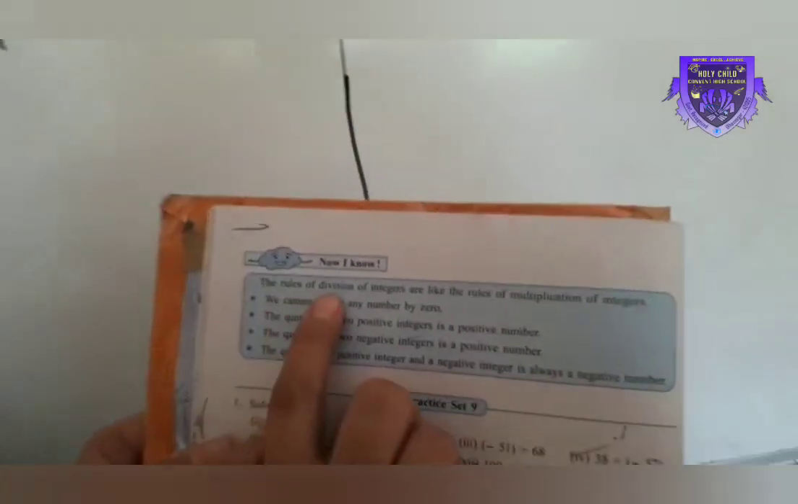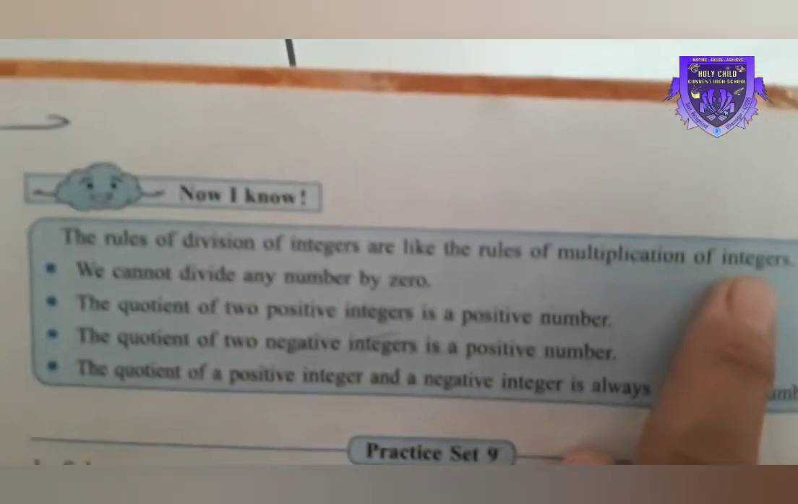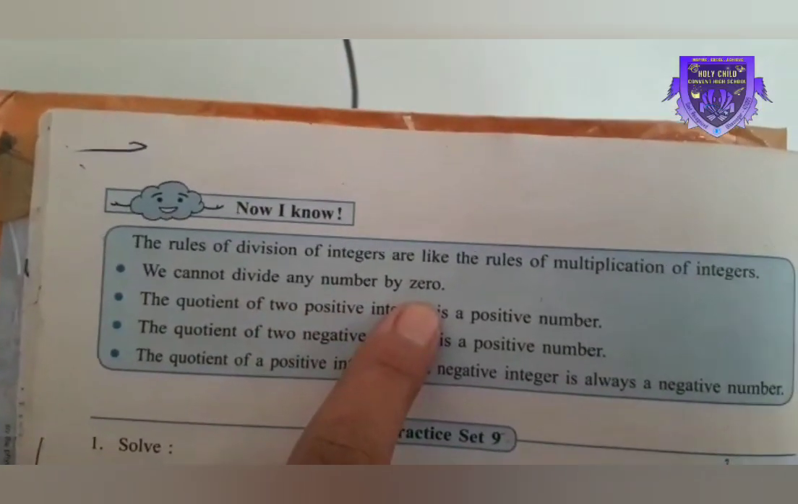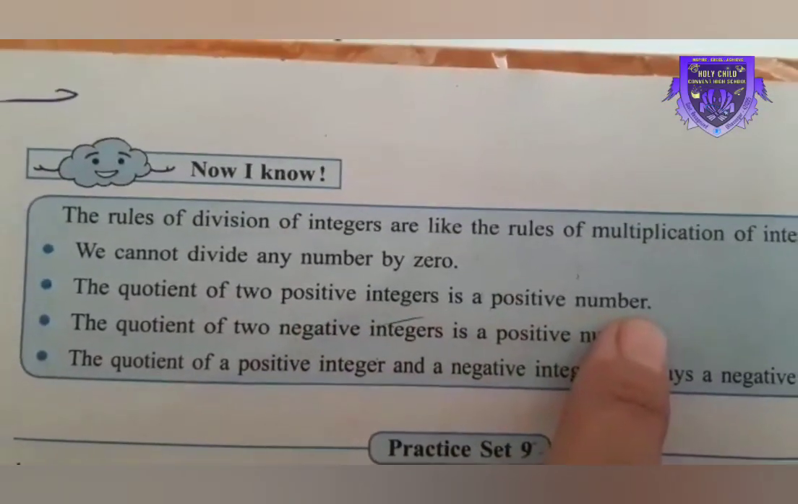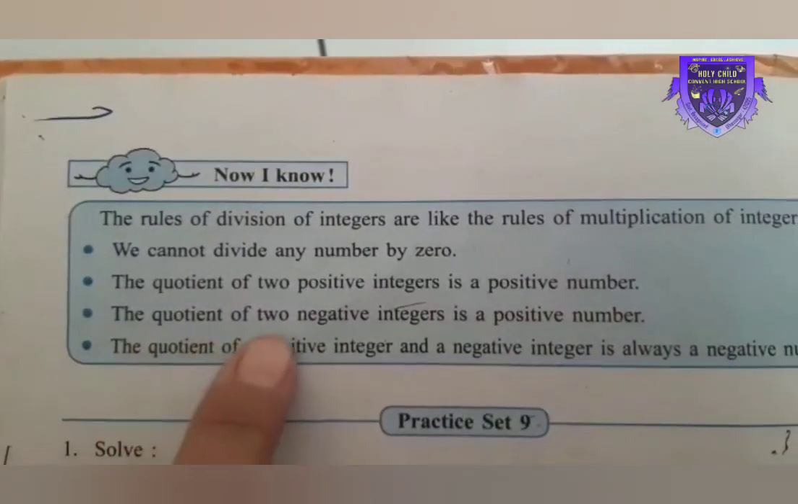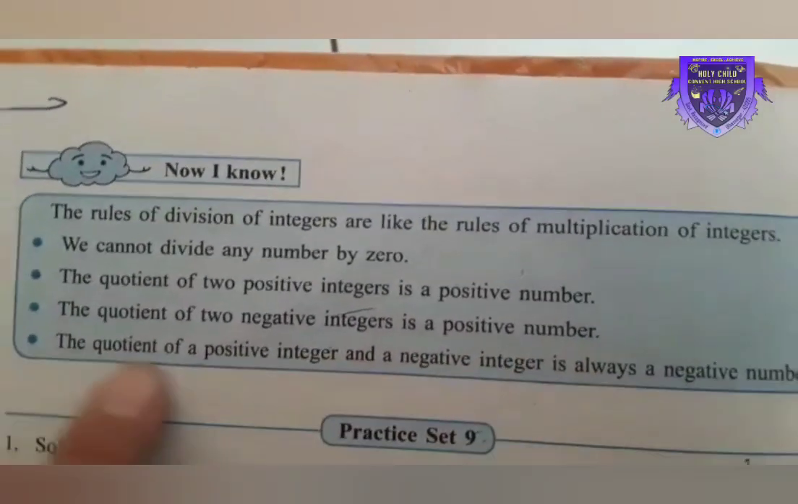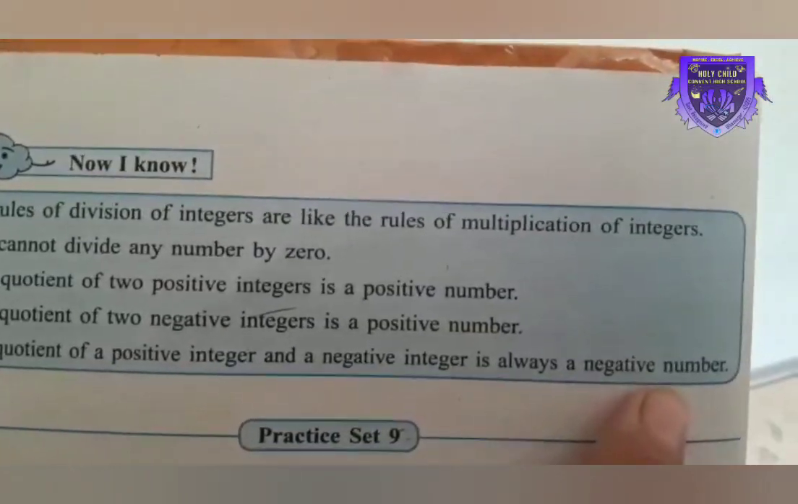This blue box again. The rules of division of integers are like the rules of multiplication of integers. Both rules are almost the same. Just we have to read that. We cannot divide any number by 0. The quotient of two positive integers is a positive number. The quotient of two negative integers is also a positive number. The quotient of a positive and a negative is always a negative number. Understood?